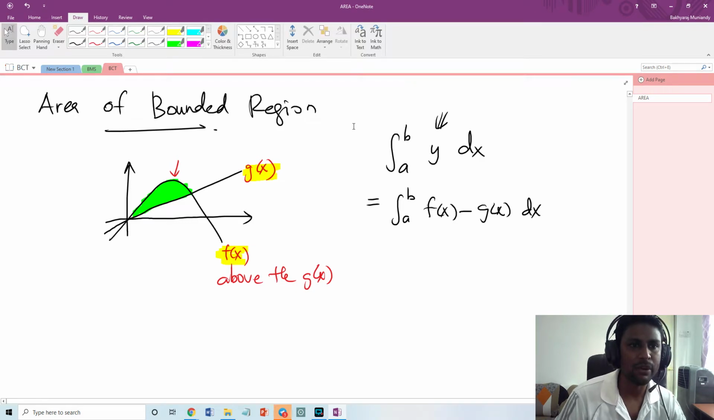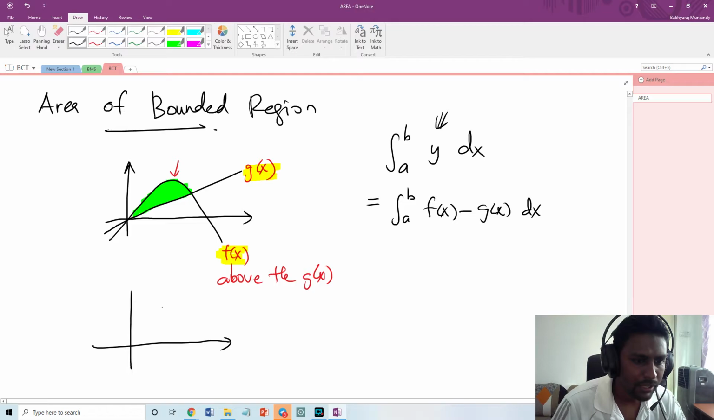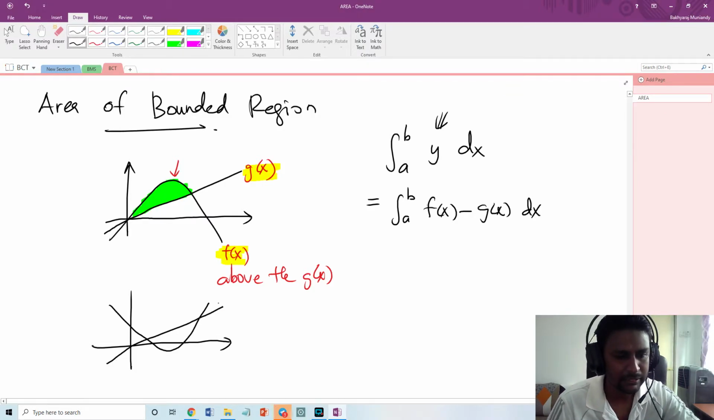Let's say I give you another example. This time the curve is like this, and the straight line goes something like this.